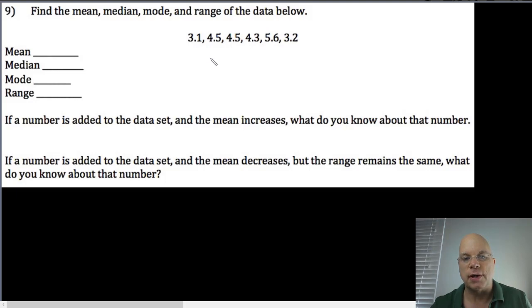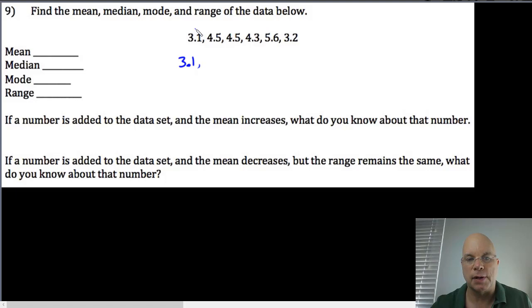Remember, median is the middle number once you line them up from least to greatest. So as long as we have to line them up for median, we might as well line them up for all the measurements, because median, mode, and range are all easier to find once the numbers are arranged from least to greatest. So my least number actually is 3.1.